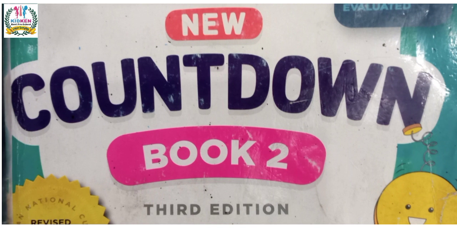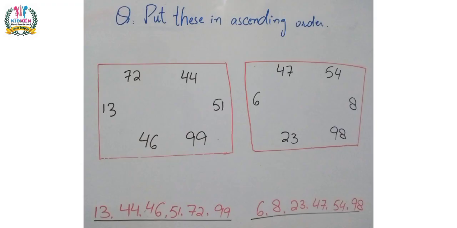So let's start our question, and the question is ascending order. In ascending order, we write the smaller value first, then the larger value. In the first box, we find the smallest value, 13. So we write 13 first, then 44, which is larger than 13, then 46 and 51, then 72 and 99, which is the greatest in the first box.